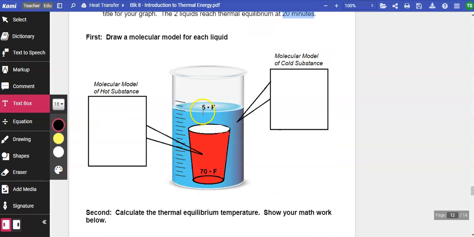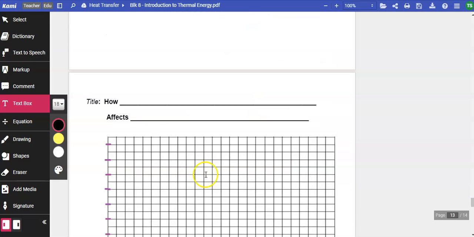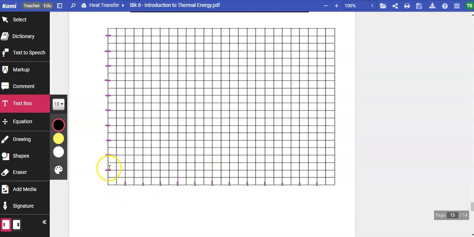And our coldest temp is 5, our warmest temp is 70. So starting at 0 would make sense, and we would need to go up to about 70 or 75. This is the one where I would say counting by fives is a good idea.